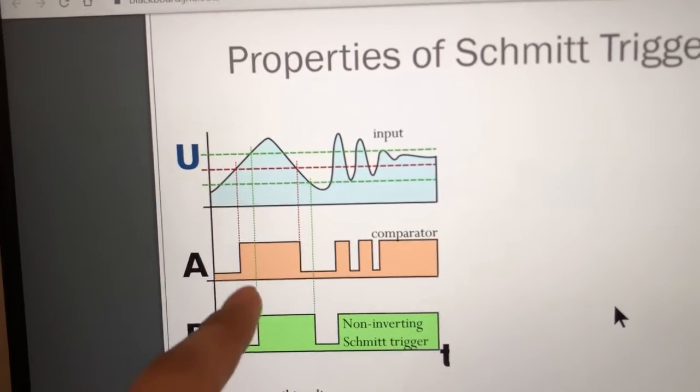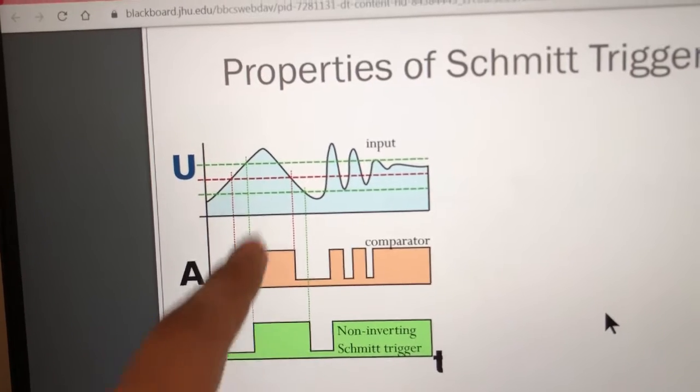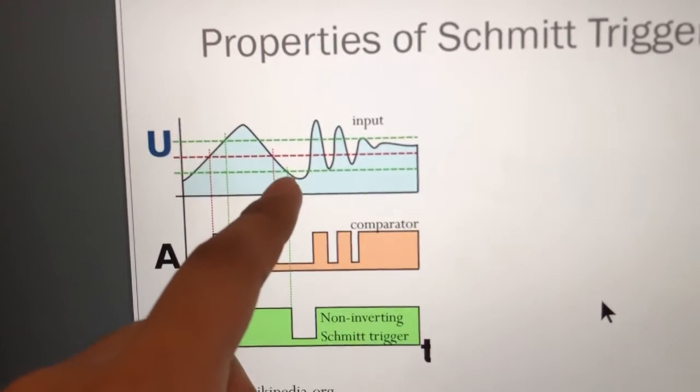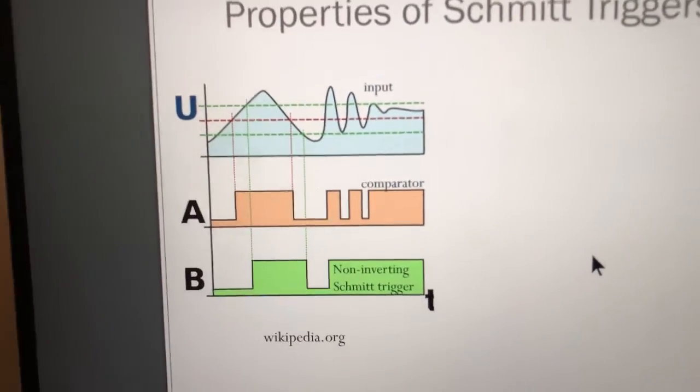And so we can see that when it goes up past this threshold, this Schmitt trigger responds, and then once it passes down here at the second threshold, the Schmitt trigger also changes.